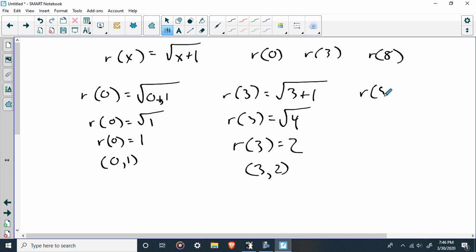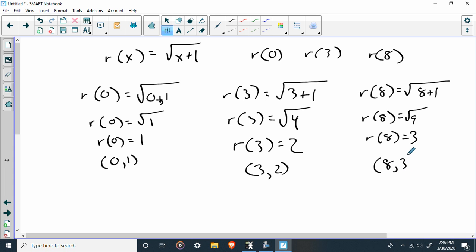And the last one, r of 8, means let's plug in 8. 8 plus 1 is 9. R of 8 is equal to the square root of 9, so r of 8 is equal to 3. Okay, and again, we can go ahead and say if x equals 8, then y equals 3. And again, what you'll probably get into, hopefully if you haven't already, is starting to graph some of these things, and really that's what it is.